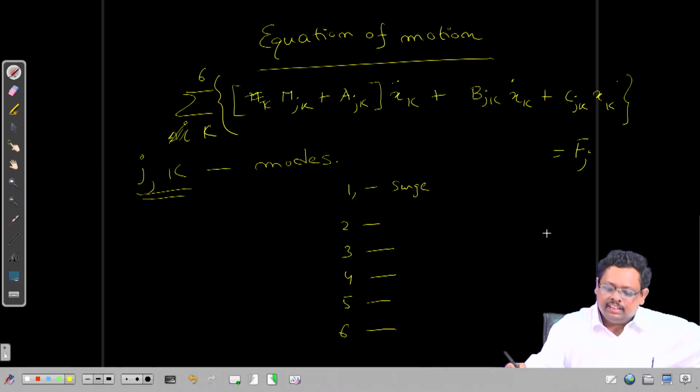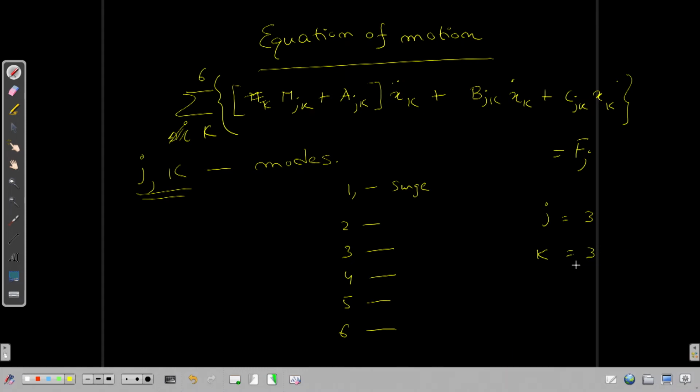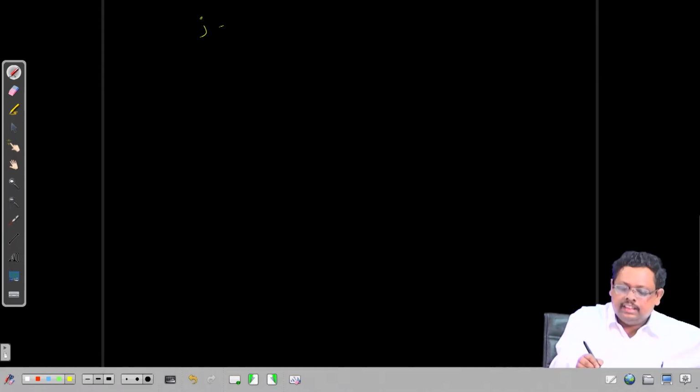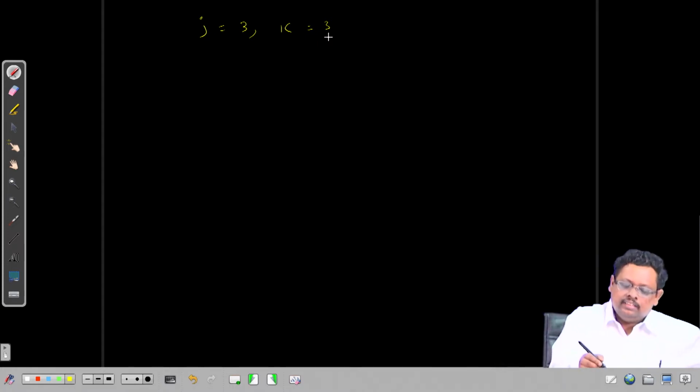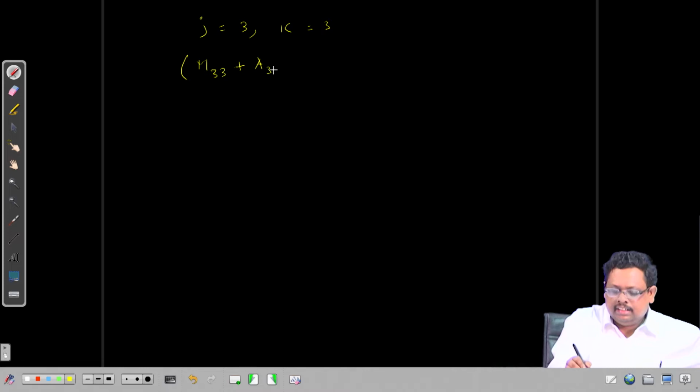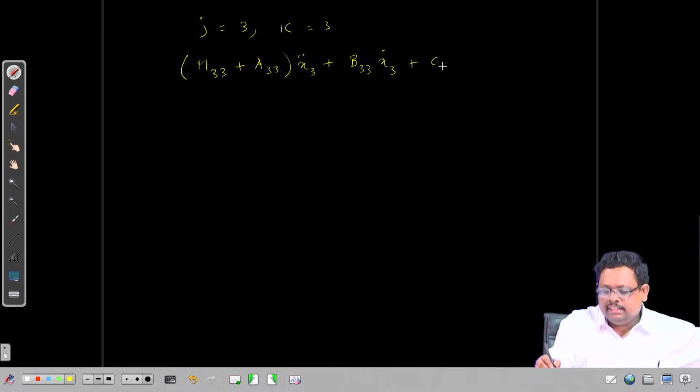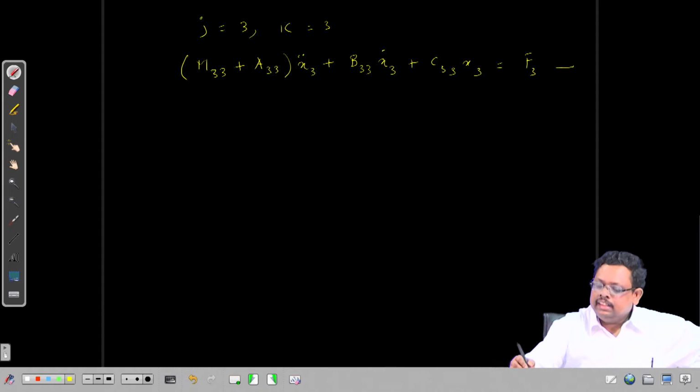Let us pick anything. Let us pick, let us say, J equal to 3 and K equal to 3. Now, if you use only J equal to 3 and K equal to 3 in this equation, let us see what you are getting. Remember, I am using J equal to 3 and K equal to 3, so there is no summation form because we are only using J and K. Then this equation takes the form M33 plus A33 into X double dot 3 plus B33 into X dot 3 plus C33 into X3 equal to F3. Right. And this you can say is the equation for heave.